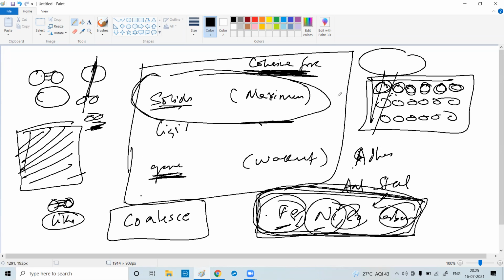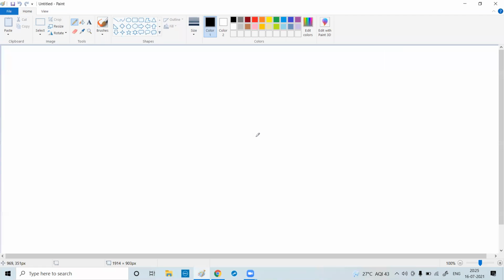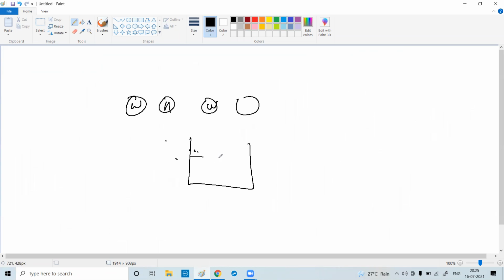Understood? Is it clear what I'm trying to explain to you? Then what about adhesive force? Adhesive forces are the forces of attraction between molecules of different substances, like water and honey or water and glass. The force of attraction between glass and water molecules is called force of adhesion. If you take a glass and put water, you will see the force.